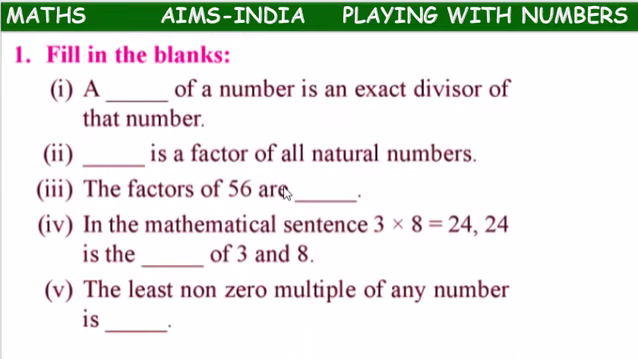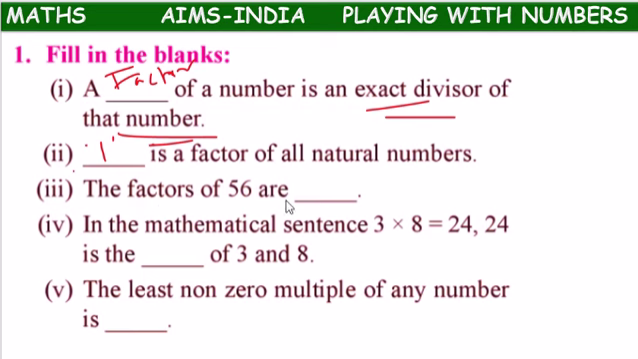Okay, next. Fill in the blanks. A dash of a number is an exact divisor of the number. What is the answer, children? Factor. Because a factor exactly divides any number, so the answer is factor. So dash is a factor of all natural numbers. So 1, because 1 is a factor of any number.